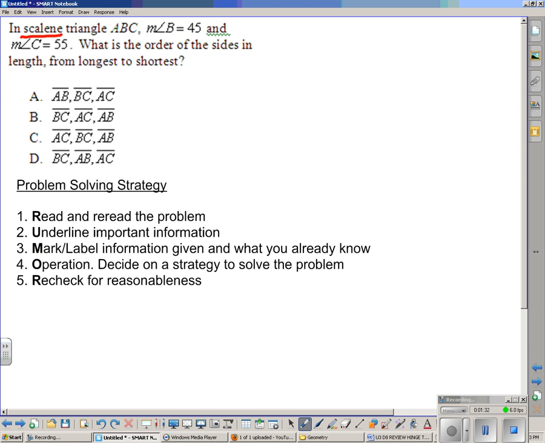The measure of angle B equals 45. I want to go ahead and underline that, and also underline the measure of angle C is 55, because this is giving me additional information about the triangle I have in this problem.